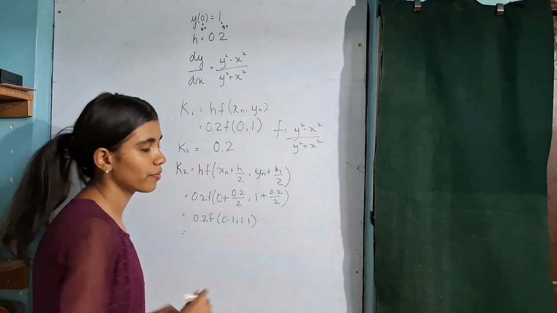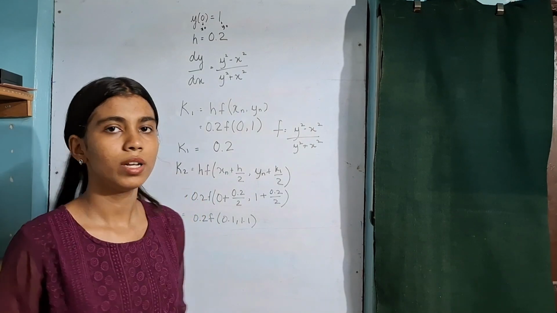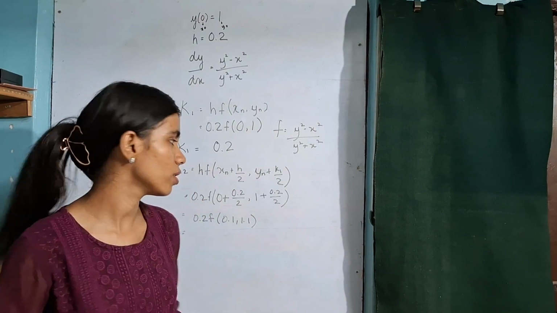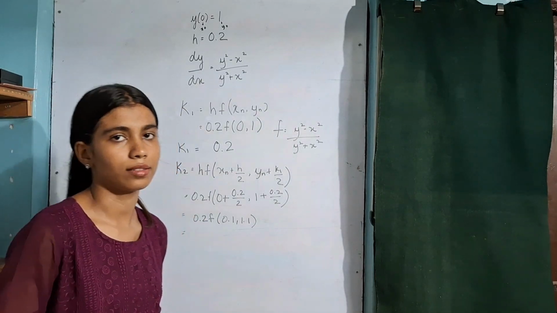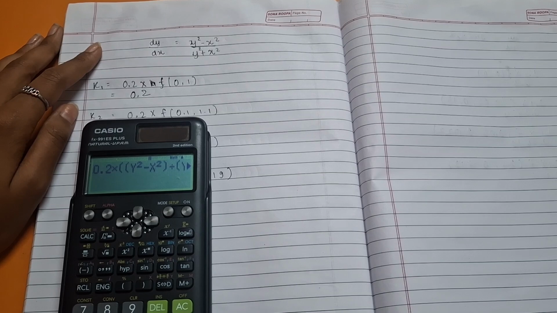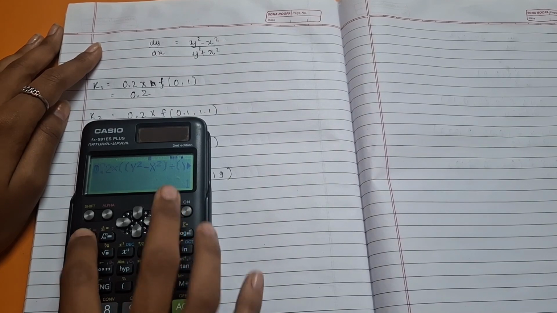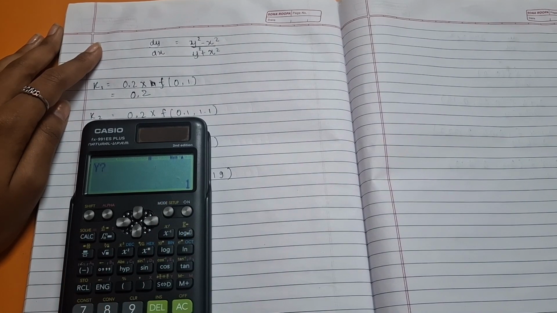Now you know what you have to do. As I showed you in the first problem, again we are going to solve the same way for the second one also. You are going to put this into your calculator and get the answer. For k2, if you press this, you will get the equation back, and then you are going to press calculate, and it is going to ask the value of y.